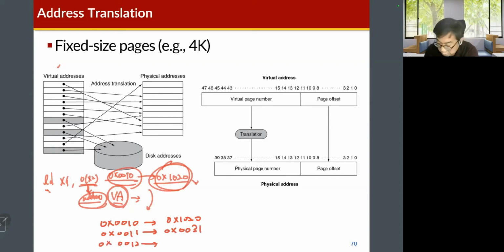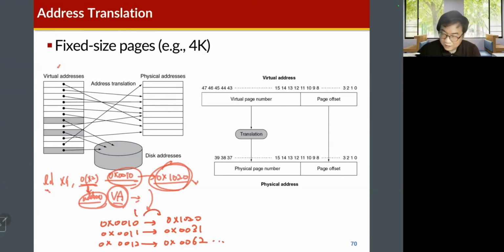0x0012 is mapped to 0x0062. That can be possible because the address is a byte address, but this is not practical, right? For this translation, we require translation information, which means the mapping information, and in order to provide the mapping information to every byte address, this mapping information will be very huge.